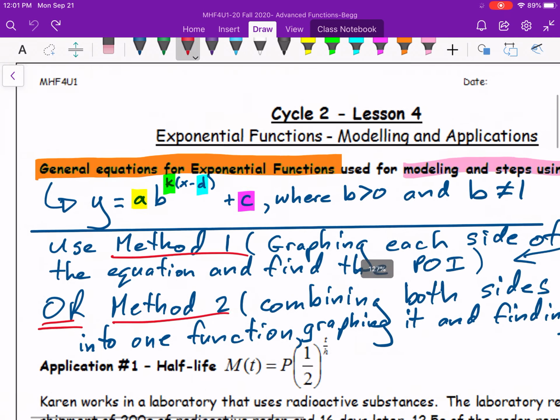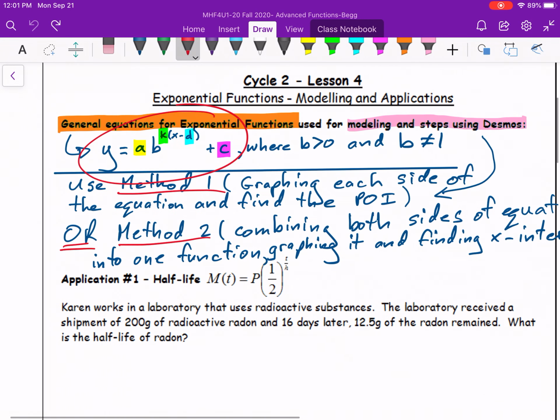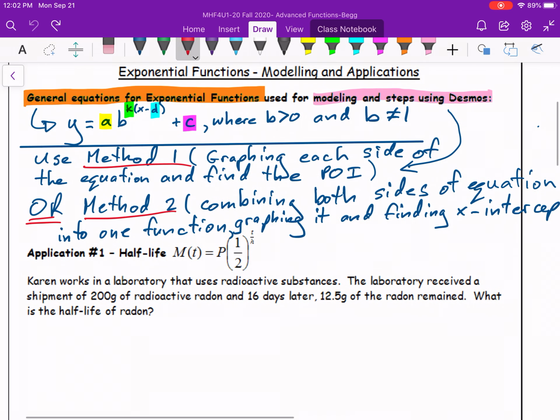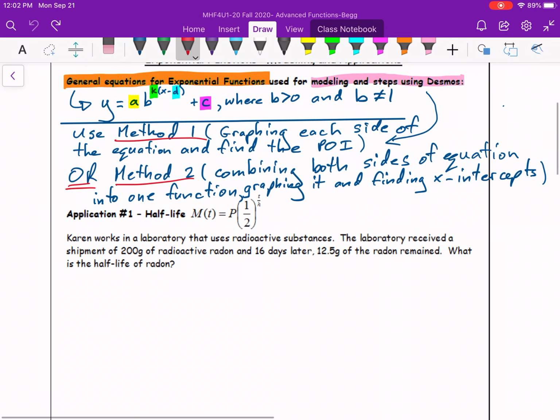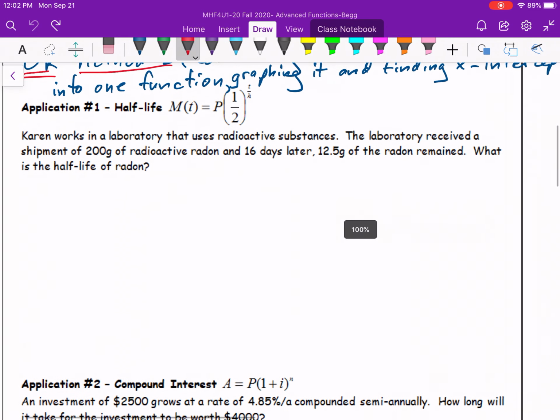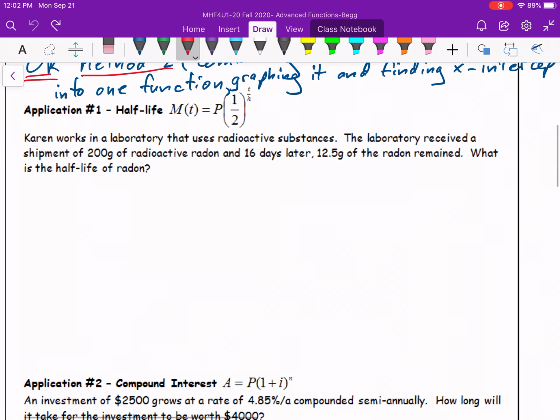As for using Desmos, just a reminder, we came up with two methods for doing it. Method 1 was where we graph each side of the equation, find the POI, or method 2 was where we bring everything to one side of the equation, graph the related function, and then find the x-intercepts. So we can use either one of those. So let's jump right in. We've got two examples. The first one is about half-life.